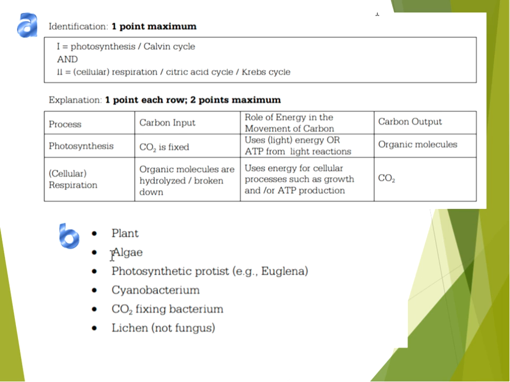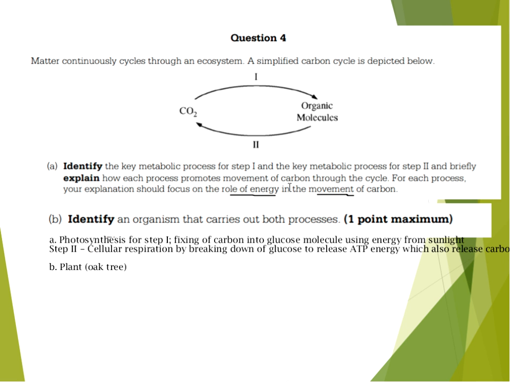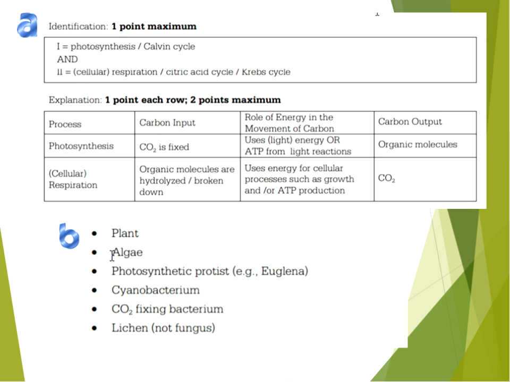So for A, it says we get 1 point maximum for identifying the correct process. So we know that 1 was photosynthesis, or you could have just put in the Calvin cycle part of photosynthesis. So let me just go back. Did we put photosynthesis for 1? Yes, we did. For 2, cellular respiration. Also would have taken the citric acid cycle or Krebs cycle, because those are the areas where the actual carbon dioxide gets produced. So we would have earned our 1 point for getting both of those correct, because notice it says and here. So you have to get both of those correct to get that 1 point.